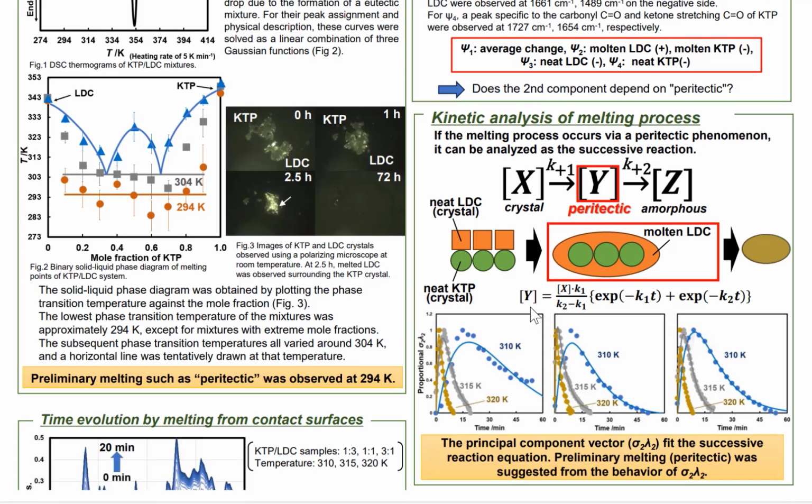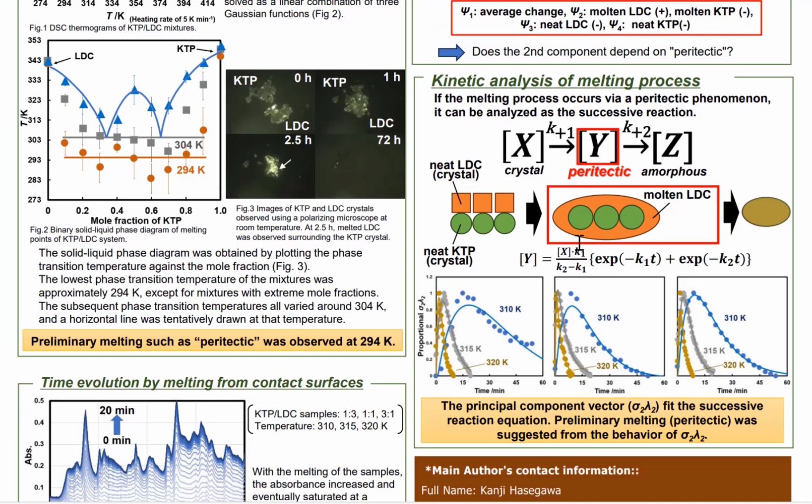We attempt a kinetic analysis to see if the amount of change matches the successive reaction equation shown below. As a result, sigma 2 lambda 2 was compatible with the successive reaction equation. From this, we were able to find a kinetic explanation from the change in the FTIR spectra and confirm the peritectic phenomenon.